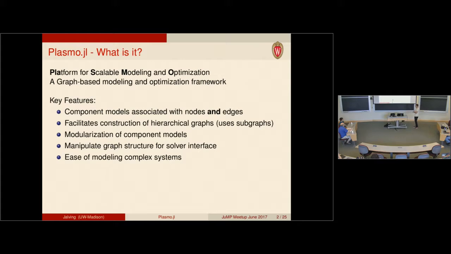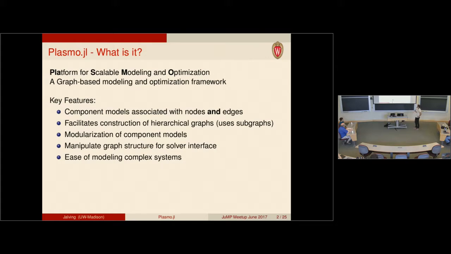And so before I really dive into specific motivations for a graph-based modeling framework, I think it'd be helpful to just give you the key features of what the package really does, and then maybe by the end it'll make more sense to you what it really is. So Plasmo is an acronym. It stands for Platform for Scalable Modeling and Optimization.